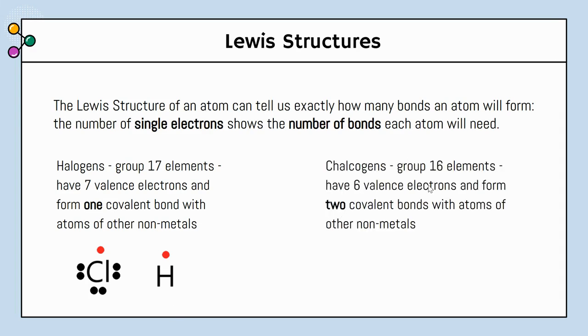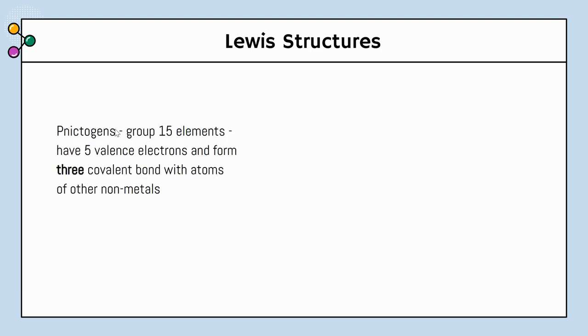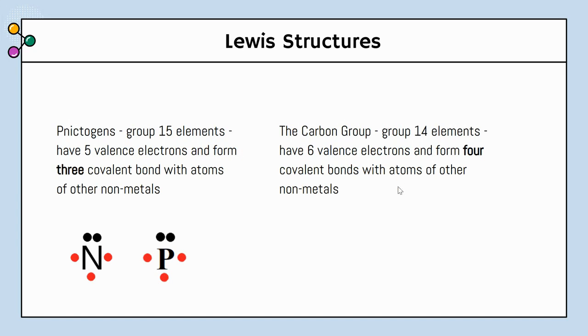Chalcogens, or more commonly known as the group 16 elements, have 6 valence electrons. If we look at oxygen as an example, we can see that because it has 2 single electrons, it'll form 2 single bonds. Pnictogens, or the group 15 elements, such as nitrogen and phosphorus, have 3 single electrons each, so they'll form 3 covalent bonds. And the carbon group, such as carbon and silicon, because they have 4 single electrons, will form 4 covalent bonds.